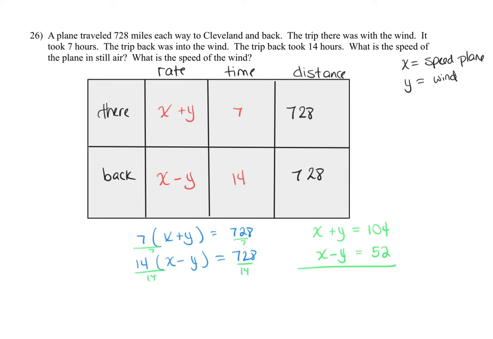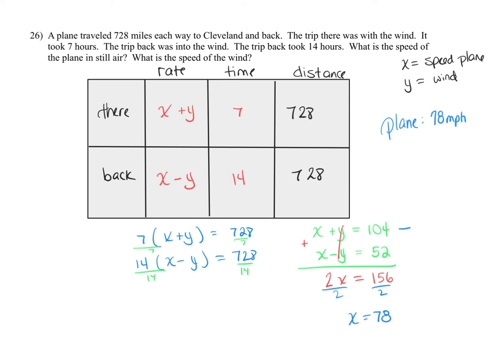So I can now just add down. The y's will cancel. I will get 2x. Over here, I will get 156. Divide that by 2. x equals 78. All right. So I solved for x. What did I solve for? The plane or the wind? The speed. Yeah, the speed of the plane. So the plane is going 78 miles per hour. All right.